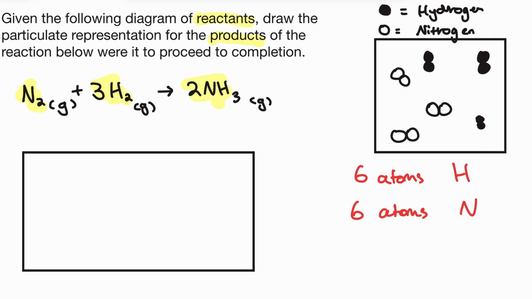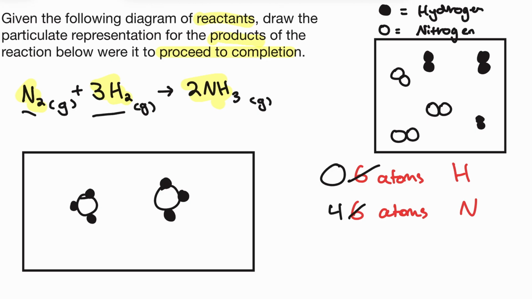And so since I pretty much have all the information I need now, let me draw my box and start drawing my model. The question is telling me that this reaction is going to proceed to completion. So it's going to go as far as it possibly can. So let's just draw this equation and let's see what we now have left. This reaction required 6 atoms of hydrogen. So from my original 6, I'm down to 0. But it only required 2 atoms of nitrogen. So I still have 4 atoms of nitrogen left.